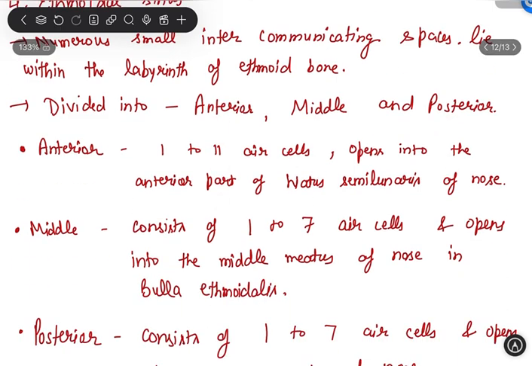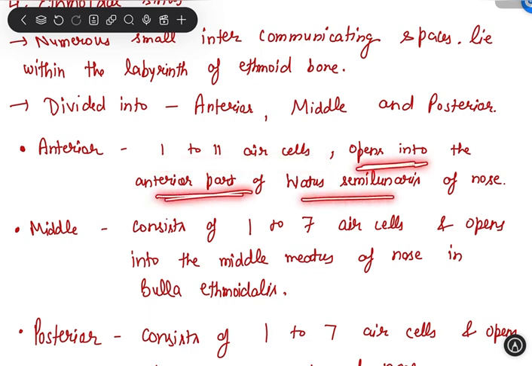Now firstly the anterior ethmoidal sinus. The anterior ethmoidal sinus is made up of 1 to 11 air cells, and these air cells open into the anterior part of the hiatus semilunaris of the nose.